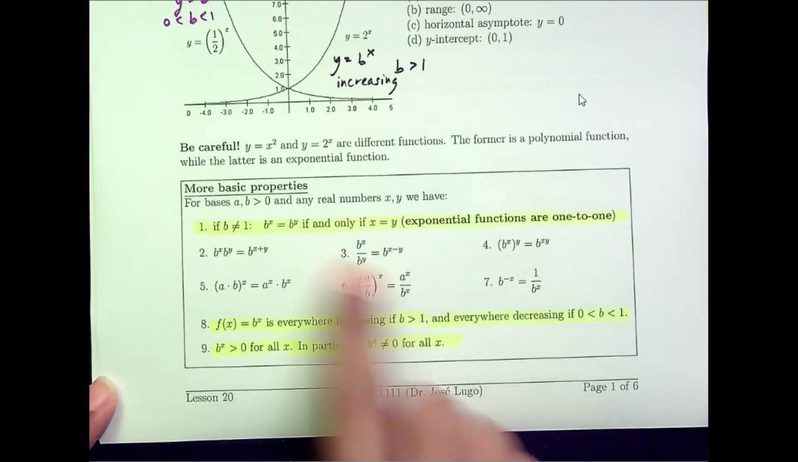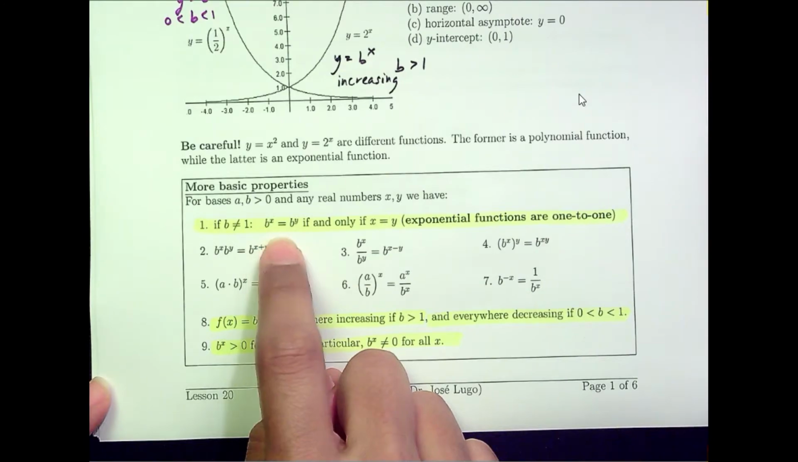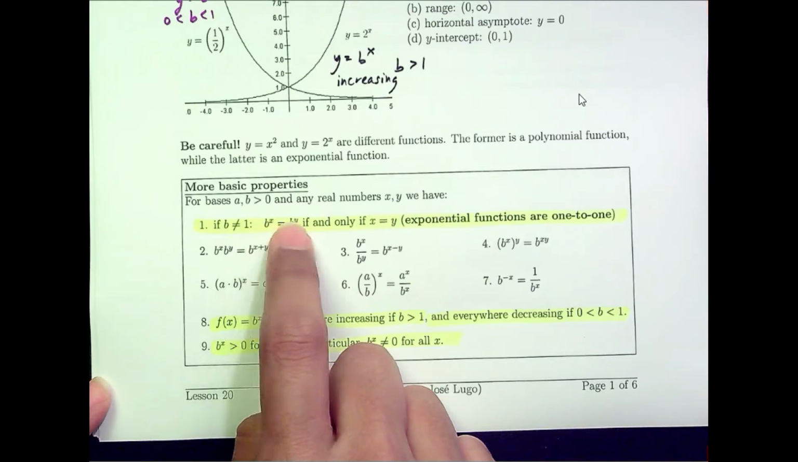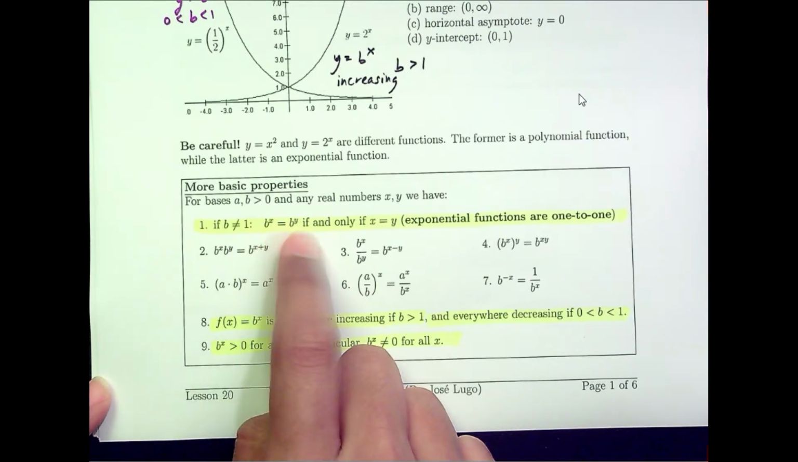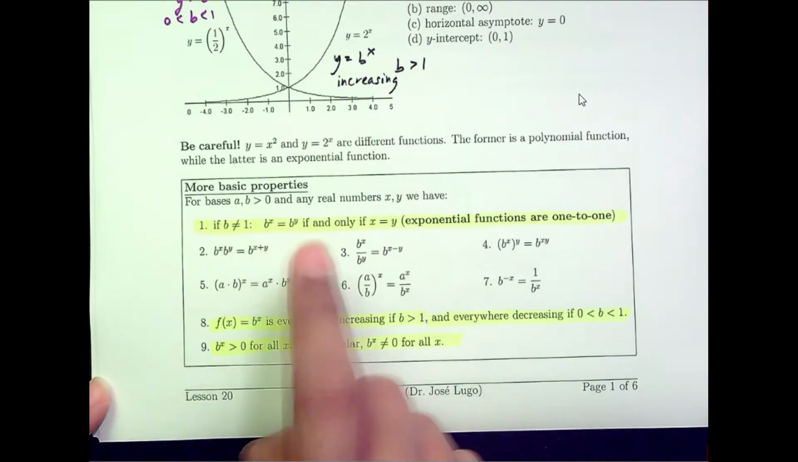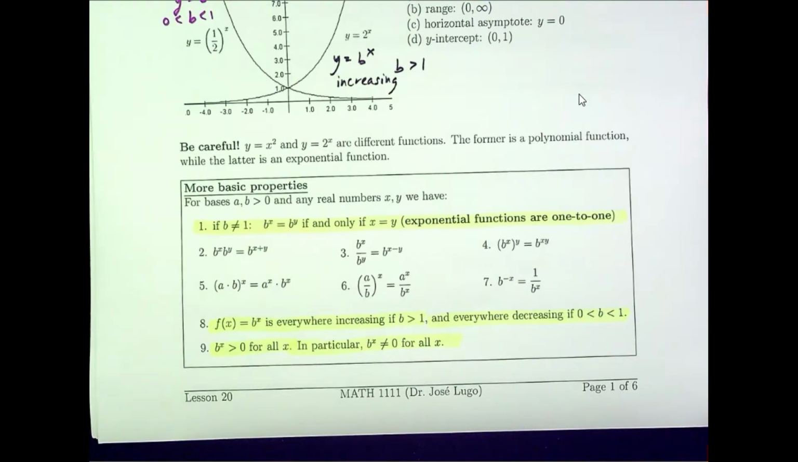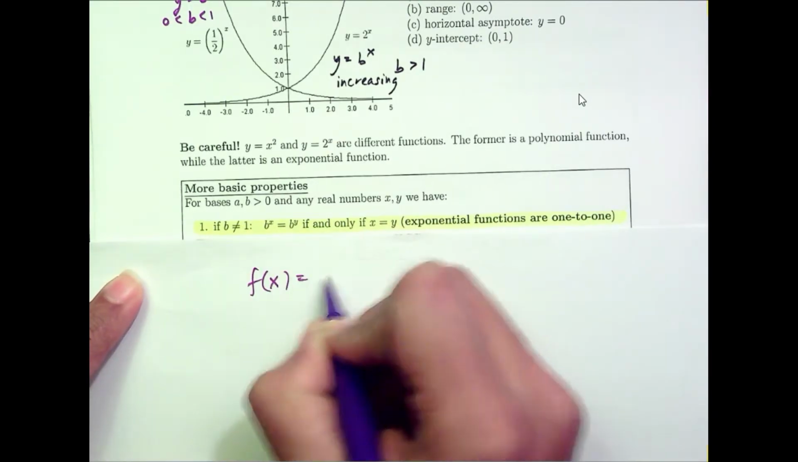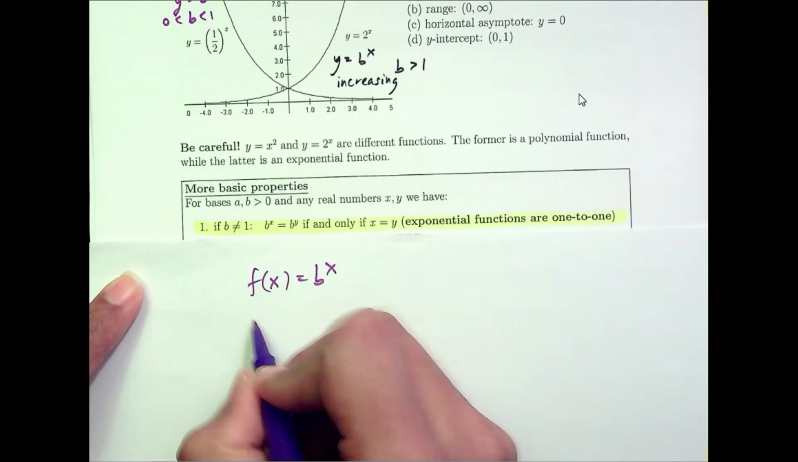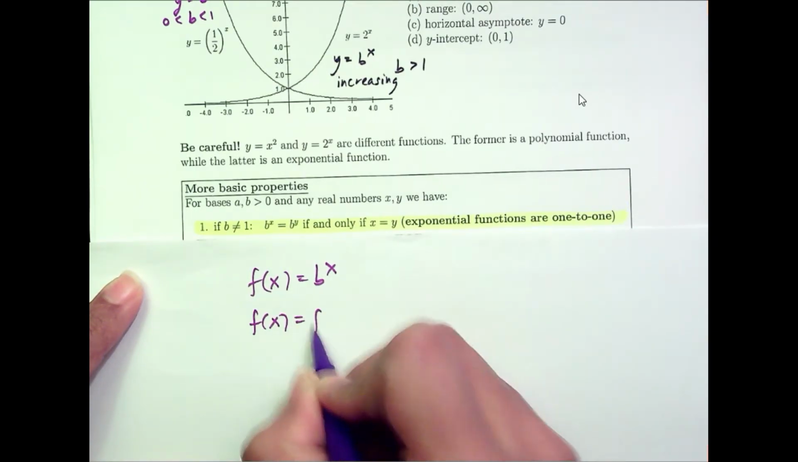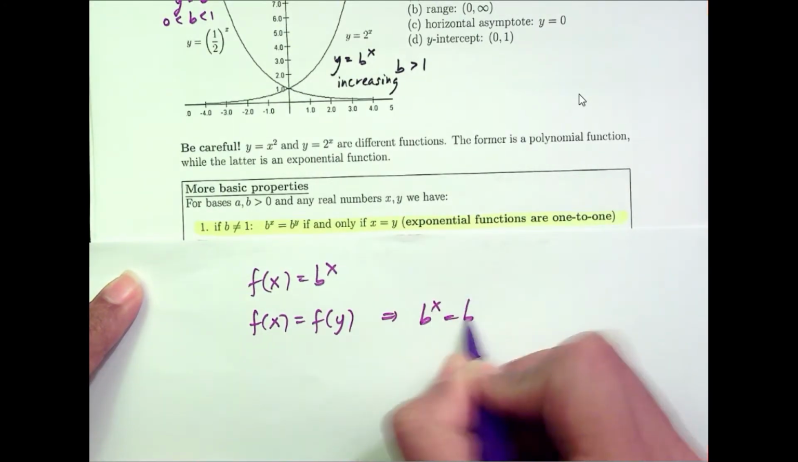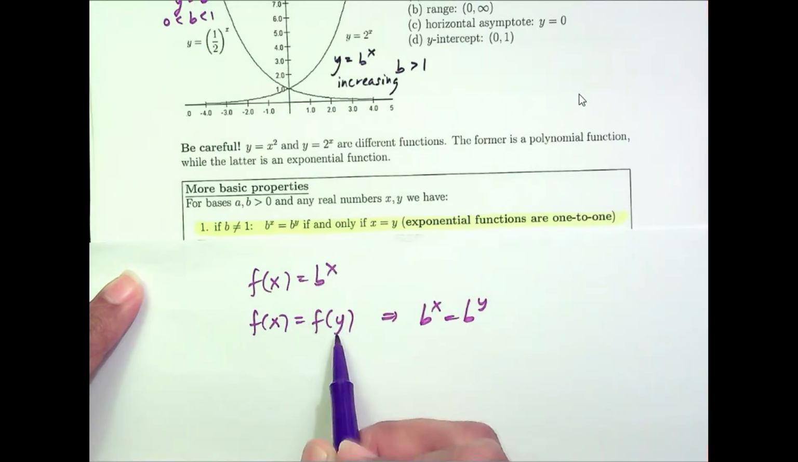And what that means is that if you have two exponential functions with the same base but different exponents, if you're evaluating the exponential function at different points, then if the outputs are the same, that means the inputs must be the same. So let's say this is my exponential function. If I have that f of x equals f of y, which is another way of saying that b to the x equals b to the y, because when you plug in x here, you get b to the x. When you plug in y, you get b to the y.